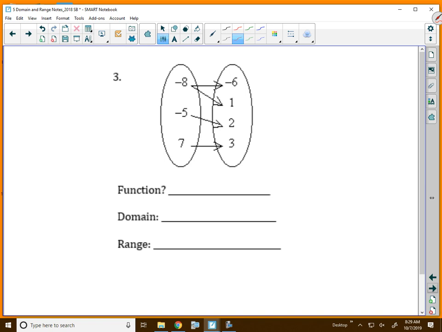All right, function or not? No, why? -8 goes to 2 different y values. This would be no. Okay, I want you to write the domain and range. Remember, you're making a list. Make a list.